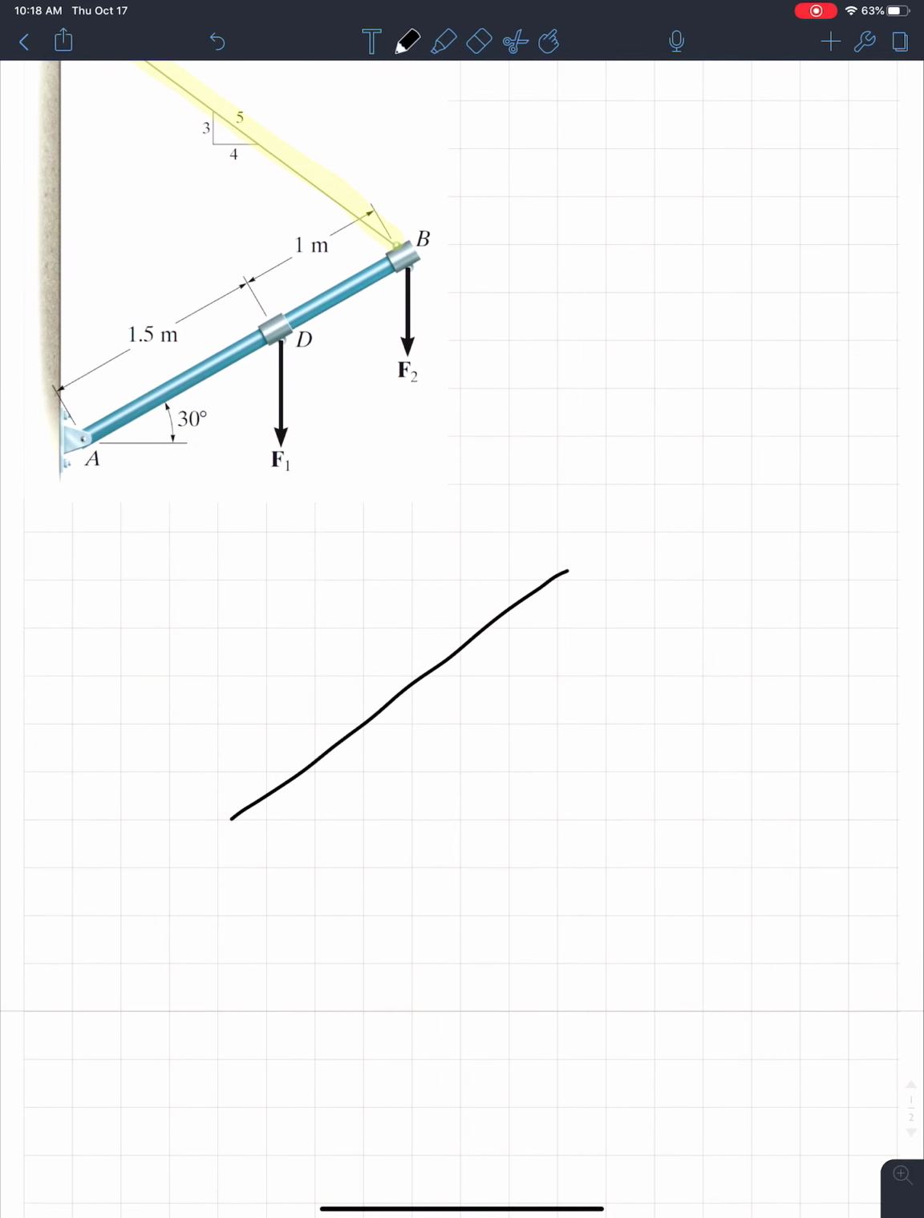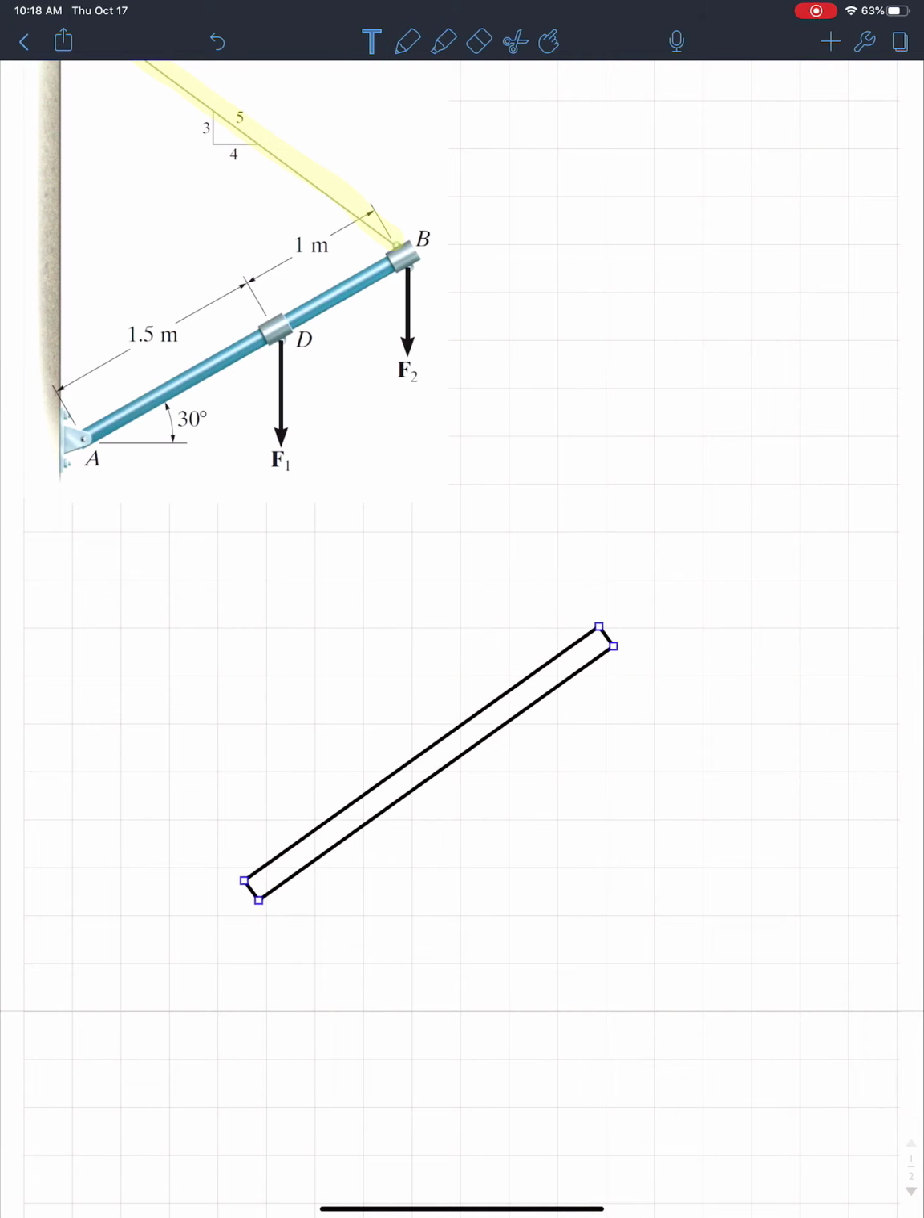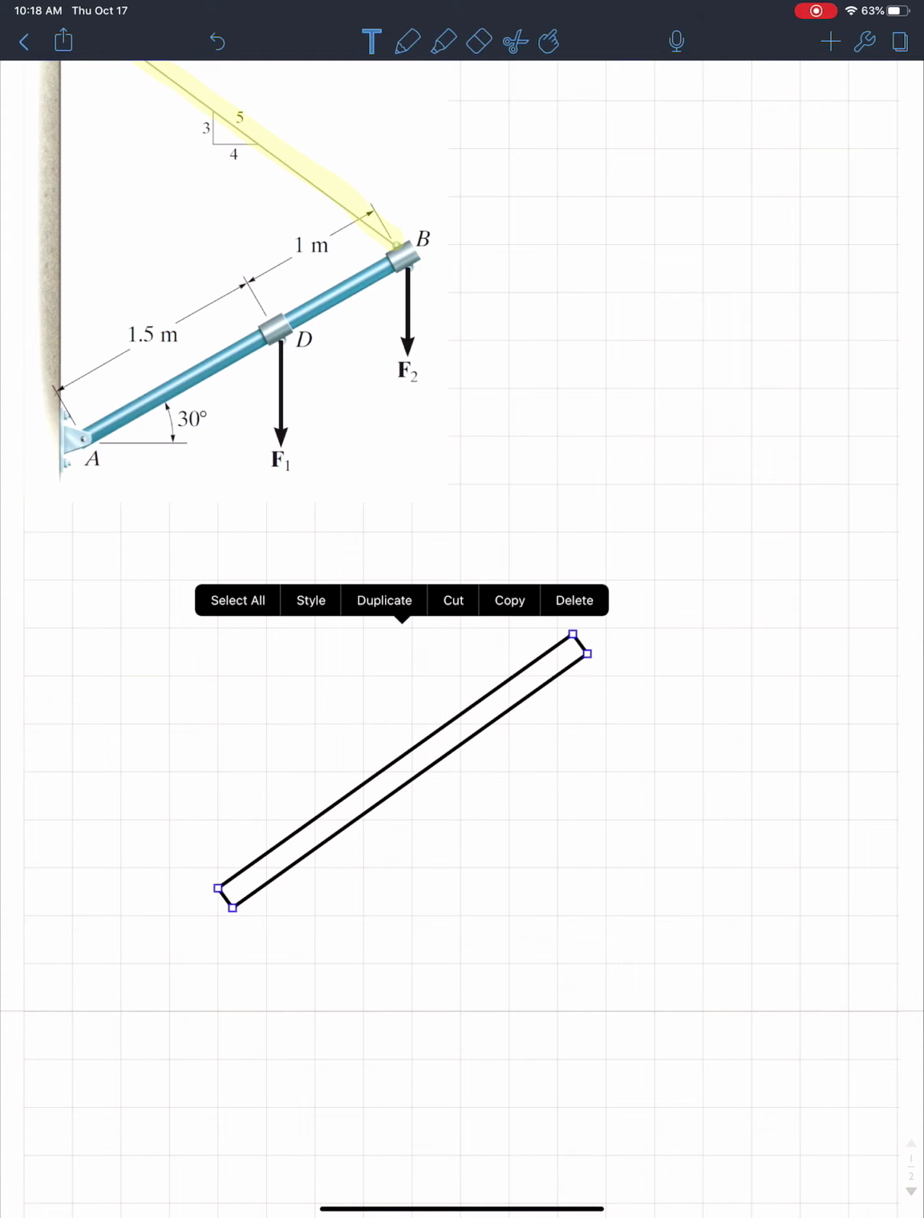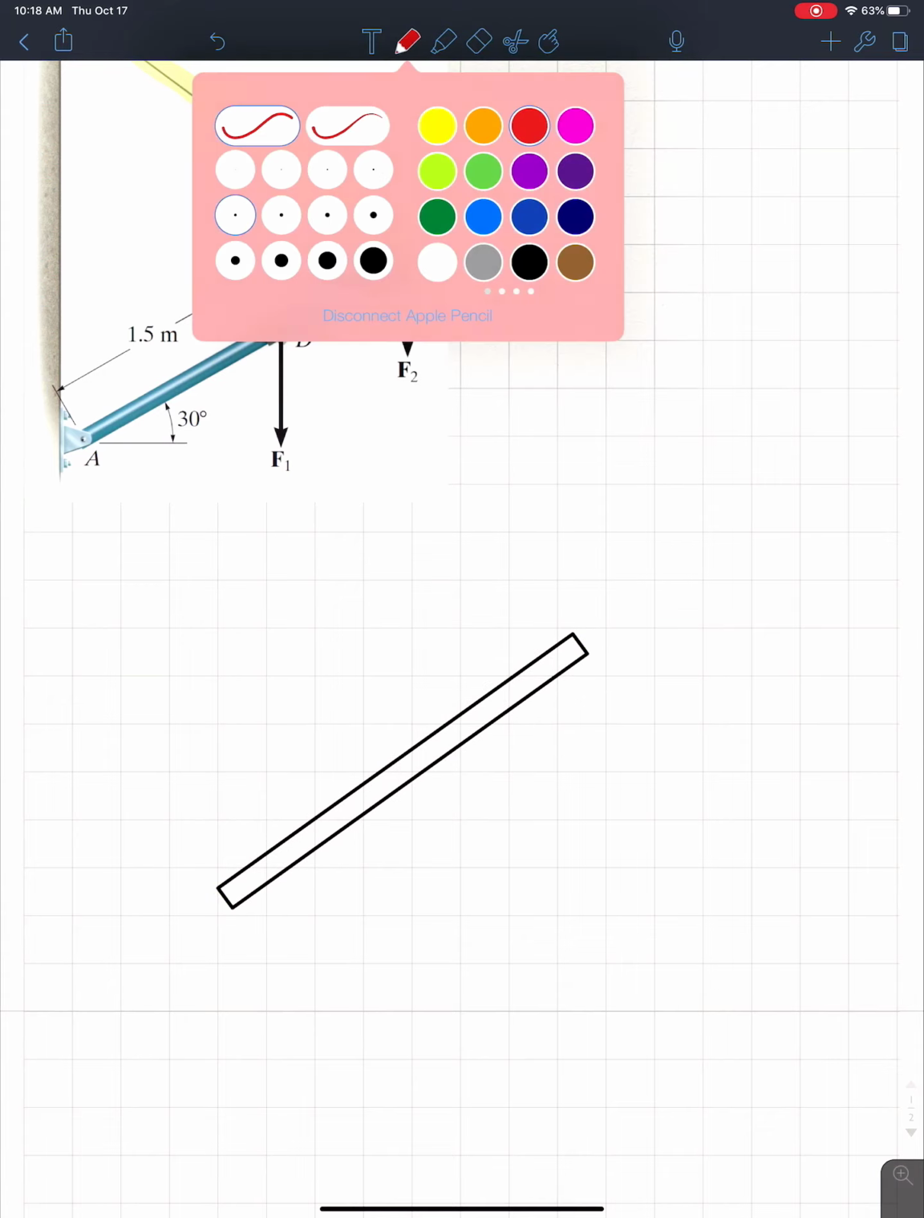So I'm going to start with the beam. I'm going to put it at an angle, something like this. That looks pretty good. I'm just going to move it down a bit. Yeah, so let's draw a free body diagram and just see what happens. So this is the beam.